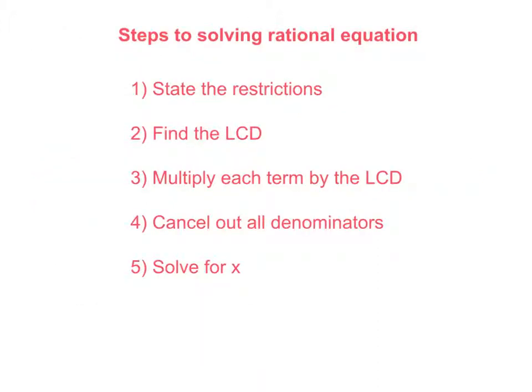Here are the steps to solving rational equations. The first thing you do is state any restrictions, any values that x is not allowed to be, otherwise you'd be dividing by 0. The next thing you do is find the lowest common denominator, the LCD. The third step is to multiply each term by the LCD, so then you can cancel out all of your denominators. Multiplying by the LCD gets rid of all your fractions, so then you can solve for x.